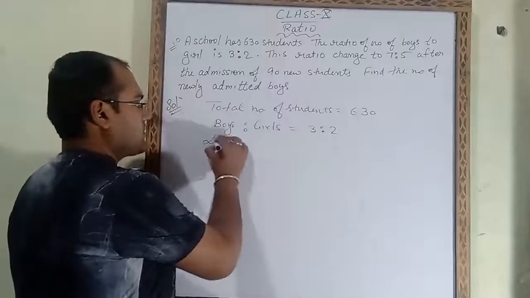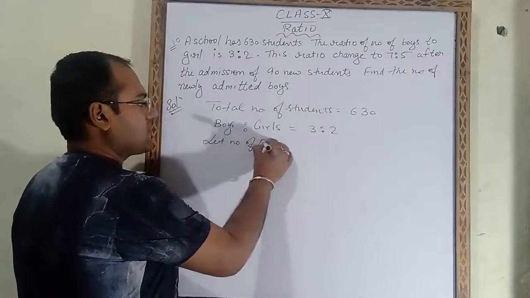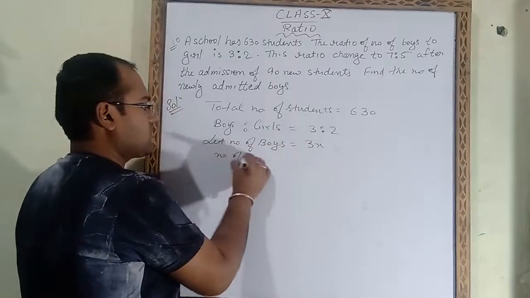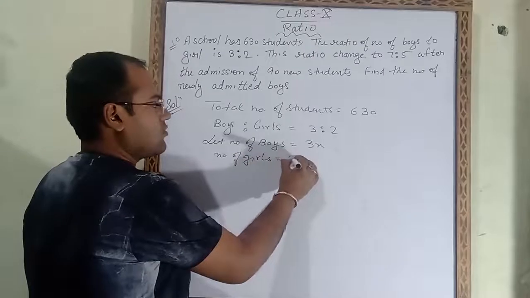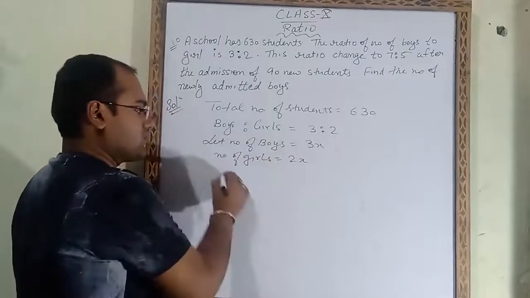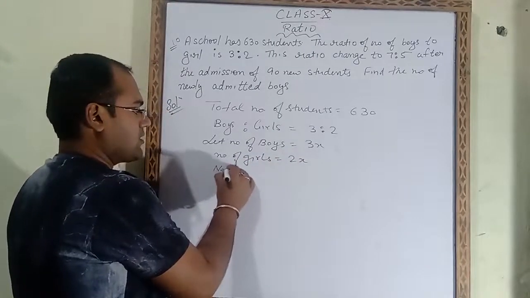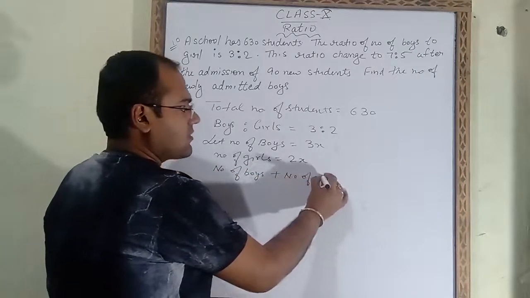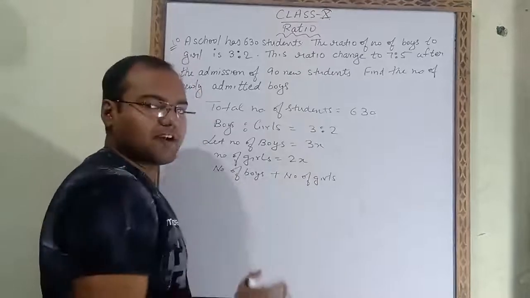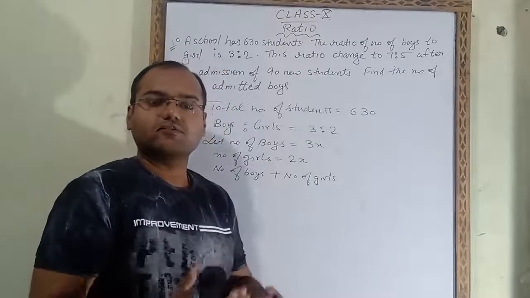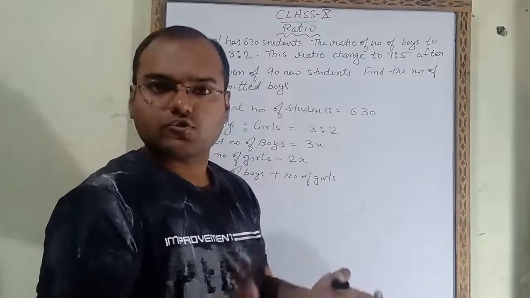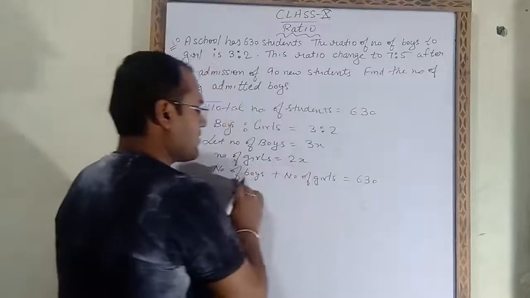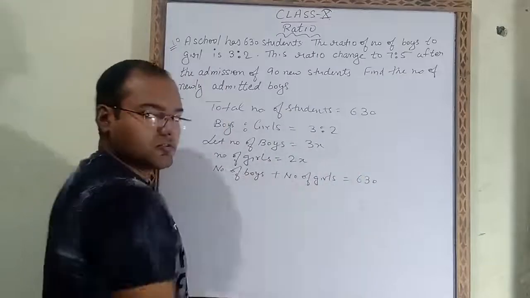So let's say the number of boys is 3x and the number of girls is 2x. If we add boys and girls, this will be the total strength of the school. The total strength of the school is 630, so the sum of boys and girls is equal to 630.